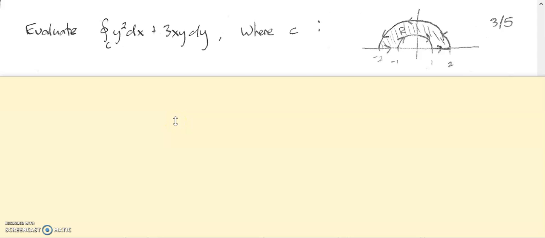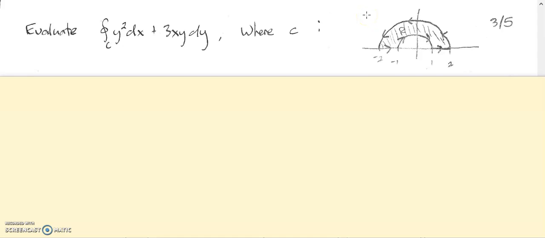All right, next problem here. I want you to evaluate the closed integral over C of y squared dx plus 3xy dy, where C is this region. Notice I'm going counterclockwise around it. A circle, radius 1, radius 2, but only the top half.